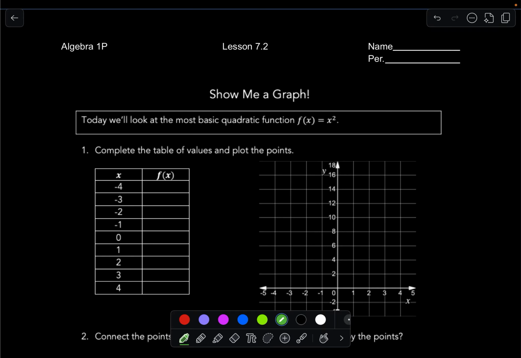So basically, today we'll look at the most basic quadratic function, f of x equals x squared. They call this the parent function of all quadratics. Every quadratic equation and graph that you see will be some translation, some modification of this basic equation. So that's why we refer to it as the parent function.